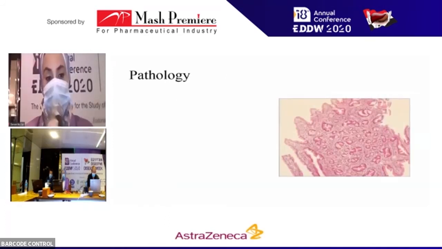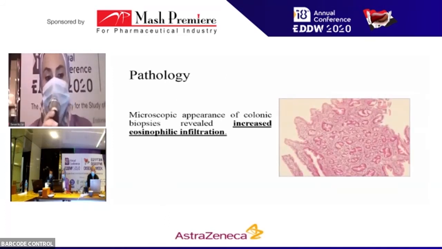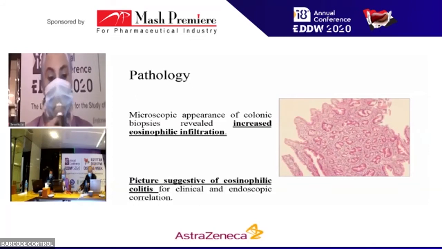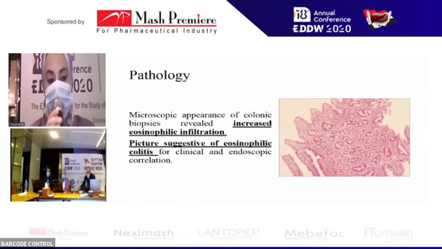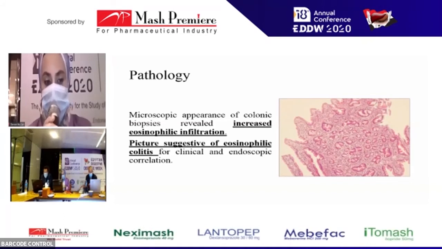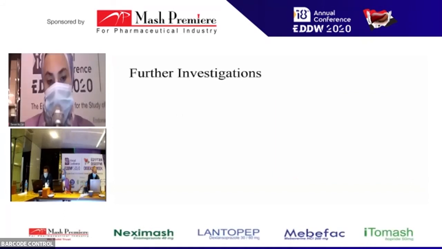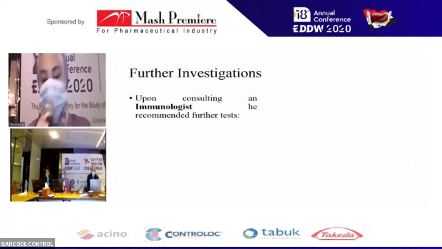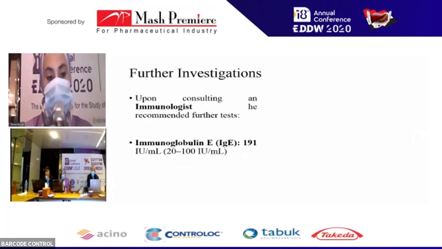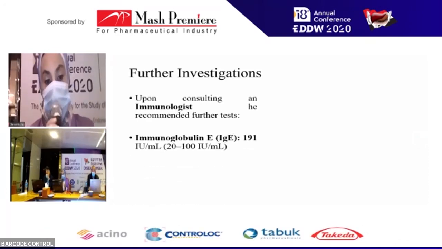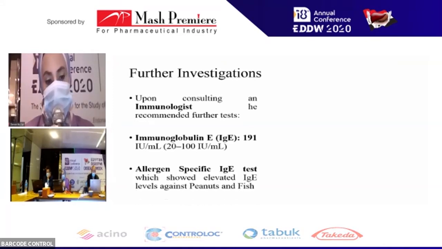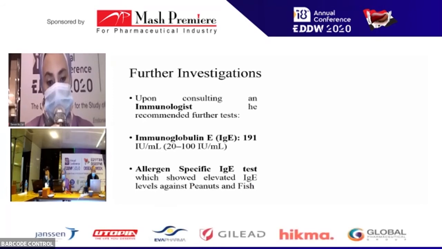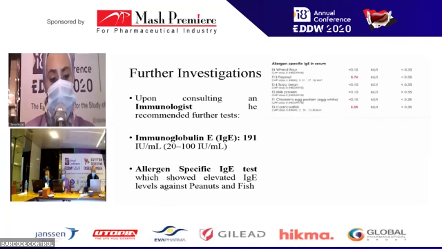The pathological examination revealed increased eosinophilic infiltration and a picture suggestive of eosinophilic colitis, for clinical and endoscopic correlation. We were not satisfied with the diagnosis, so we referred the patient also to an immunologist who recommended further tests. He asked for immunoglobulin E, which was higher than normal. It was 191, and he asked for an allergen-specific immunoglobulin E test, which showed elevated immunoglobulin E against peanuts and fish.